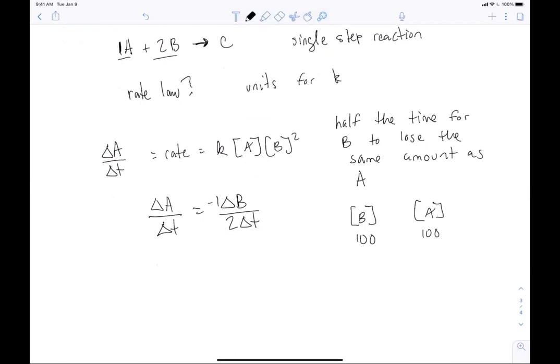We're saying half the time for B. So at T equals, let's say, 1 second versus T equals 2 seconds, you could end up in a situation where, let's say, B would be at 50. What does that imply about A then? And A, would it be at 75? Yeah, 75, because you're losing 25. That's right. Okay, perfect.